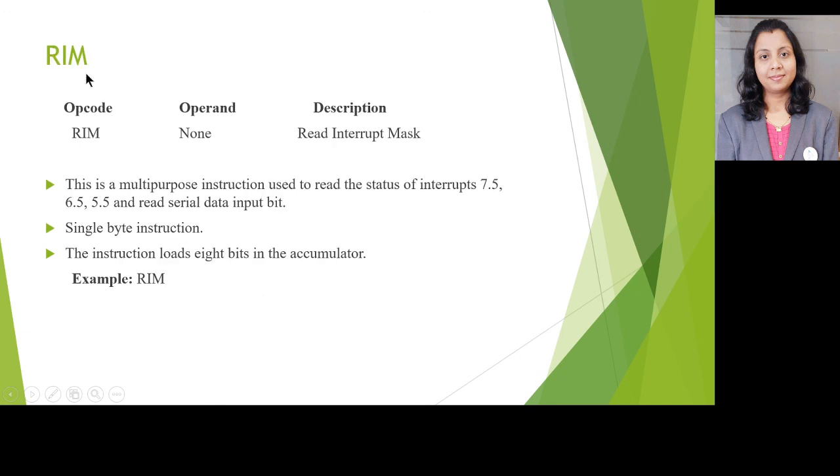Next is read interrupt mask, RIM. No operand present here. This is also a multi-purpose instruction used to read the status of the interrupts and read the serial data input bit. This is also a single byte instruction, does not need any operand. The instruction loads 8 bits in the accumulator. It reads and loads the 8 bits in the accumulator. So the example is RIM itself.